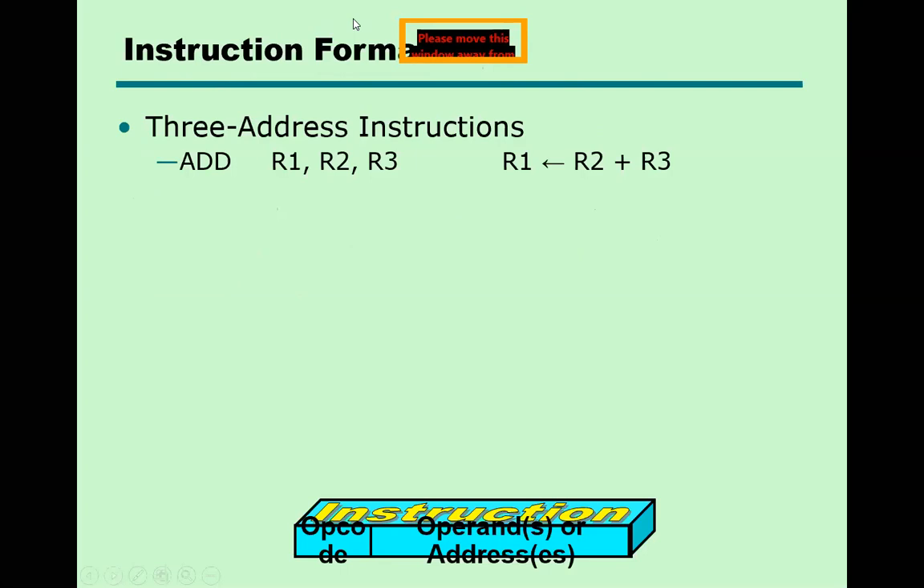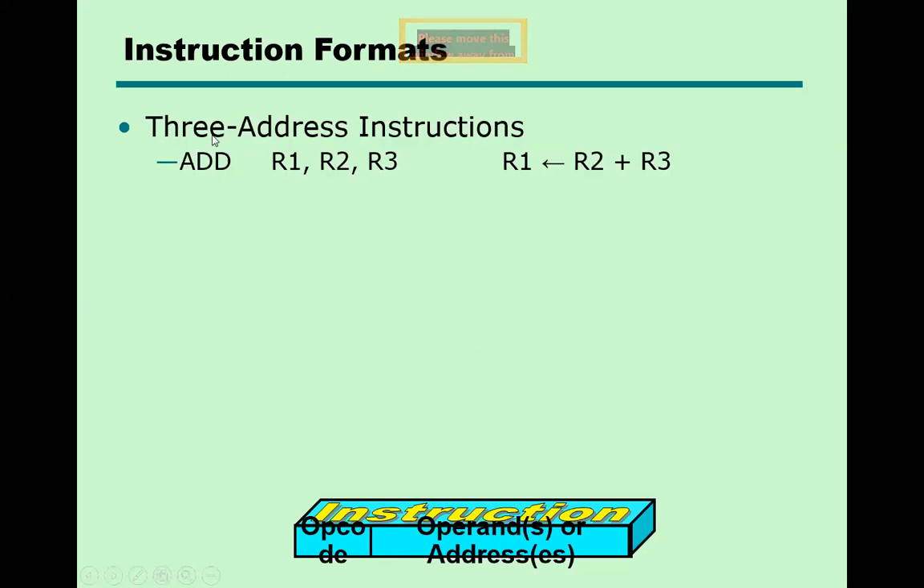Now we will first consider the three address instruction. By the name only you can easily understand that a three address instruction means there are three addresses in the instruction, right? So here: add R1, R2, R3. The three address location references are provided here. This is reference 1, reference 2, reference 3. One is pointing to one memory location, another to another memory location, and the third to a third memory location.